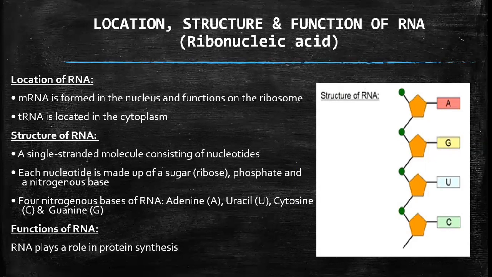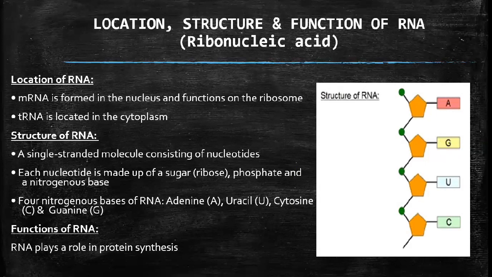Now, for nitrogenous bases of RNA, they are adenine, which we found in DNA. We've got uracil, which is something new that we do not know of. So this one is a different nitrogenous base. The others are the same: cytosine, and of course, guanine. So we don't have thymine here. So RNA consists of 4 nitrogenous bases: adenine, guanine, uracil, and cytosine. Now, the only function of RNA is that it plays a role in protein synthesis.